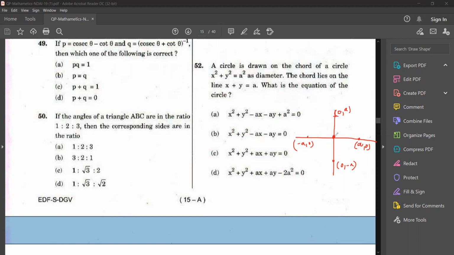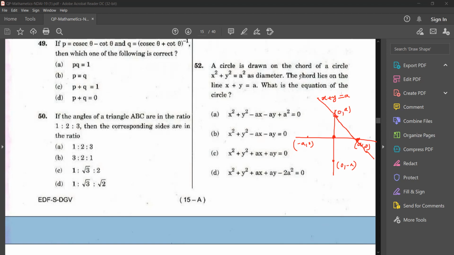x plus y is equal to a means when x equal to 0, y is equal to a. When y equal to 0, x equal to a. So the chord goes like this. This is the chord. Now the chord lies on this line, the line x plus y is equal to a. We have to find the equation of the circle.